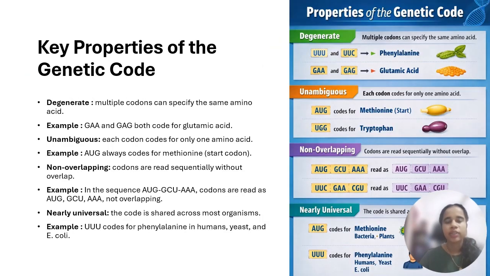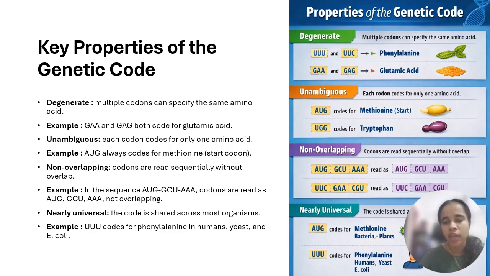Now let's understand the key properties of the genetic code and why it is a very reliable and efficient system. The first property is that the code is degenerate, which means that multiple codons can specify the same amino acid. For example, GAA and GAG are separate codons, but they code for the same amino acid, glutamic acid. This provides flexibility and reduces the impact of mutations. Second, the code is unambiguous, which means that each codon specifies only one amino acid.